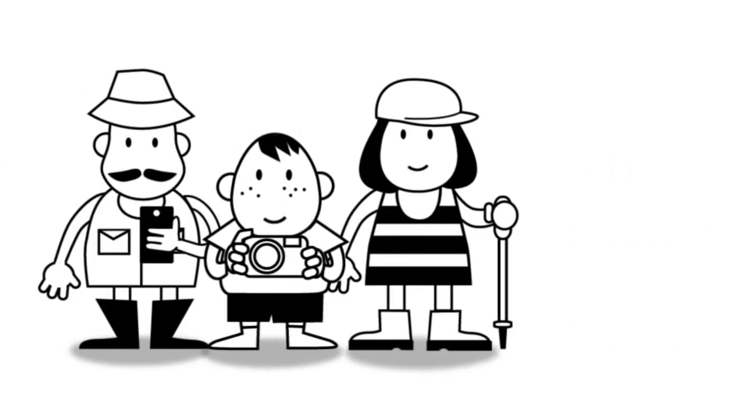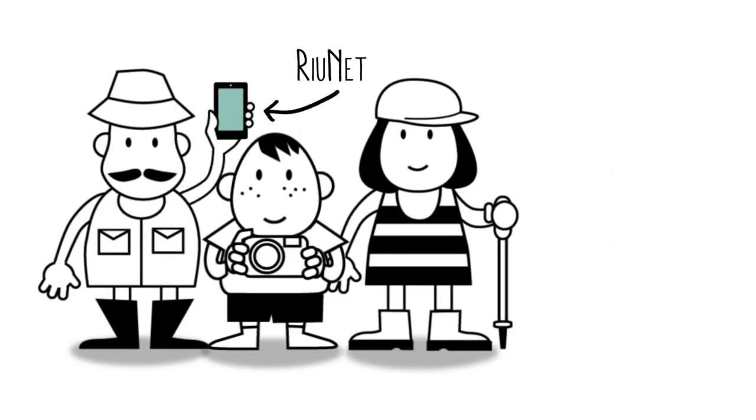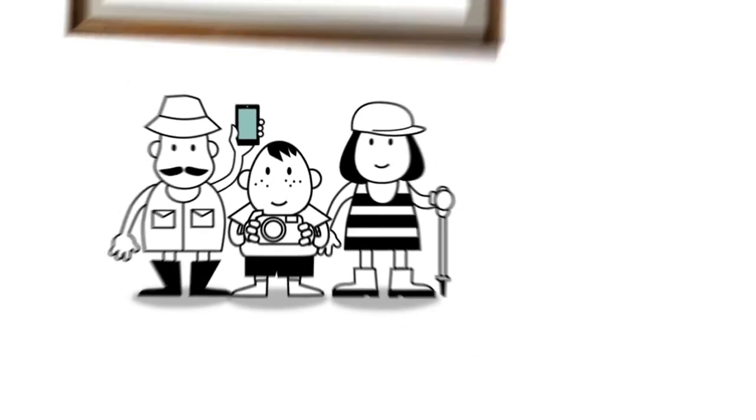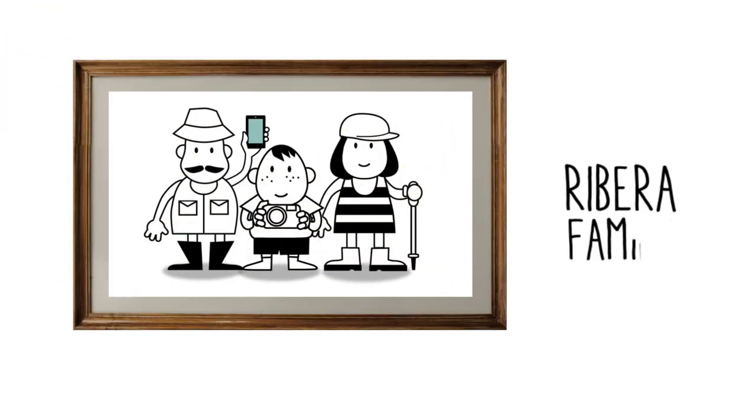Victor, Marta and Kim have something in common. They all use the app RiuNet. Oh, and they share something else. They are all family.